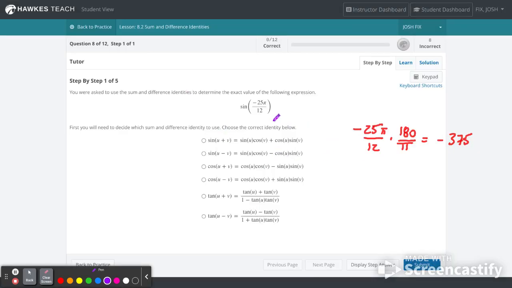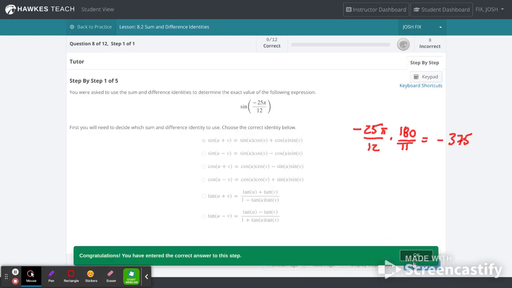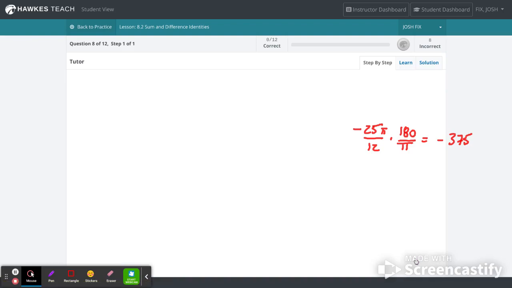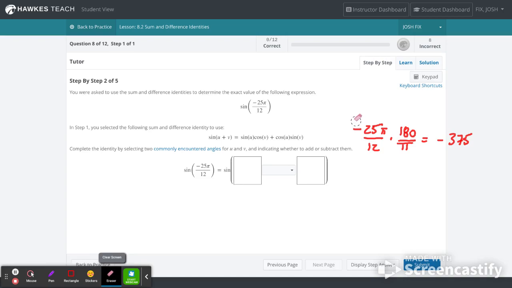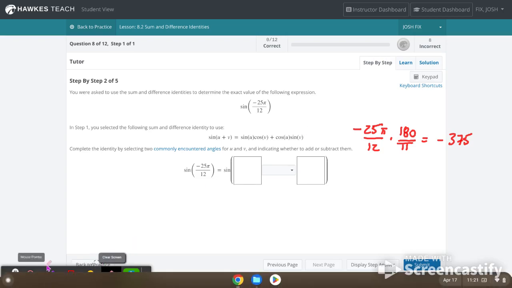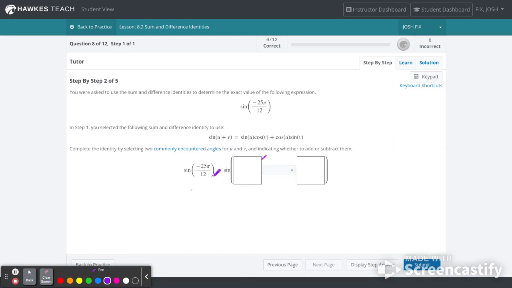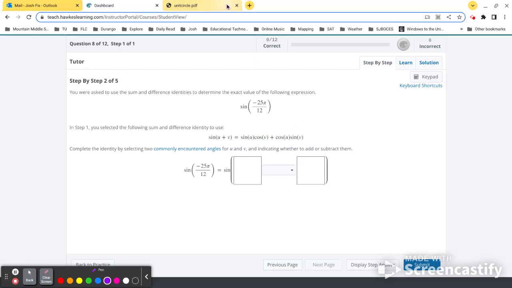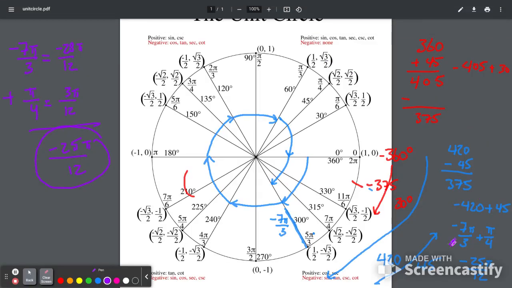Okay, so at this point, I basically know that I'm going to be able to add a positive and a negative, and so I'm going to choose this guy. Hit submit. Okay. So now, while that loads, let's go pen, clear screen. All right, so now basically what I'm going to do is take what we just determined here with this guy, and we're going to plug that in. And that's these two numbers right here. So that's that negative 7 pi over 3 and that pi over 4.